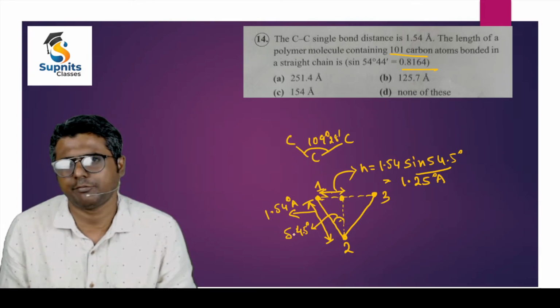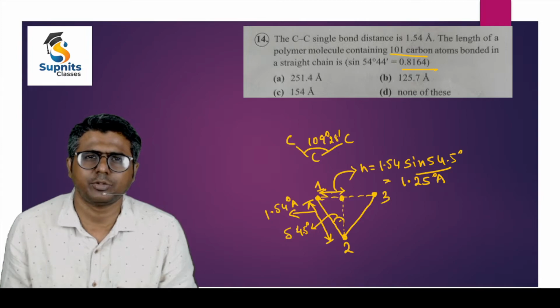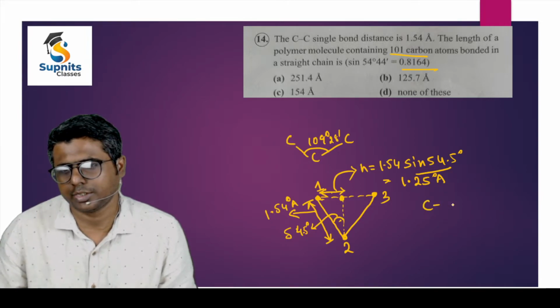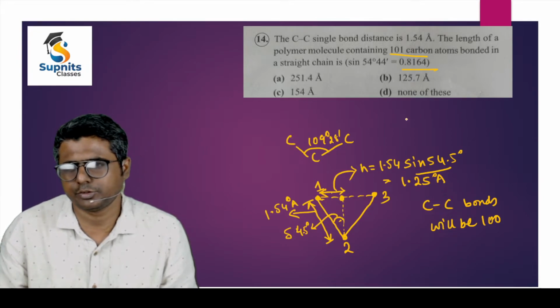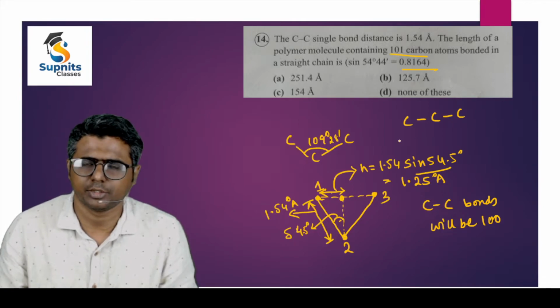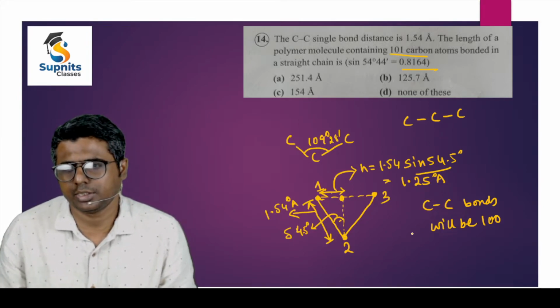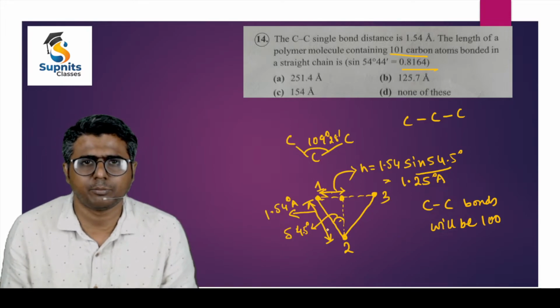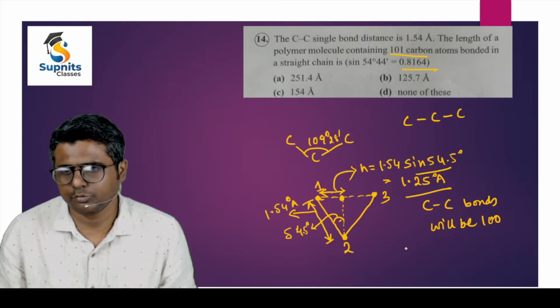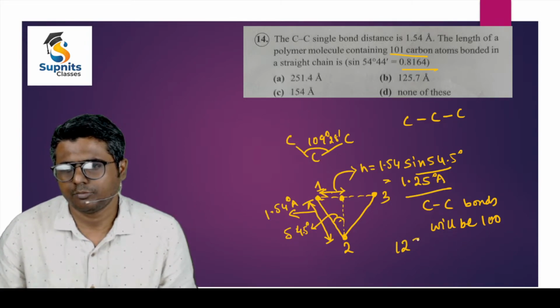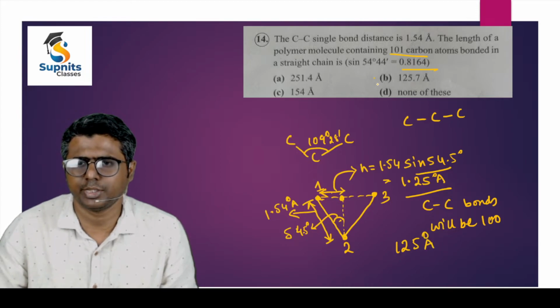Now at this moment I am having 101 carbon atoms, so carbon carbon bonds will be 100 only, right? Because there is a total of 101 carbon atoms. If there were 2 carbon atoms, how many bonds were there? 1. If there are 3 carbon atoms, the number of bonds is 2. But if there are 101 carbon atoms, the number of bonds will be 100. So one bond length is 1.25, so 100 bond lengths will be 125 angstrom. So this will be the answer.